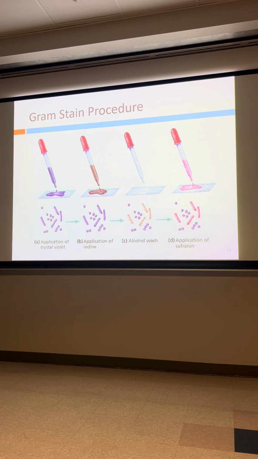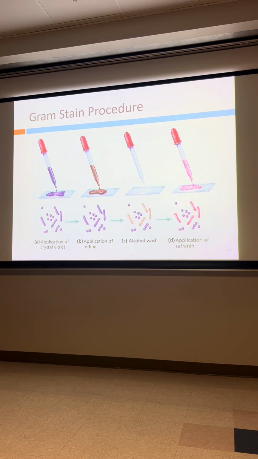So everything's going to be purple. Then you add your iodine. Everything's still going to be purple, right? So then you add your alcohol. Okay, so that's the point I wanted to get back to. When you add your alcohol, this is your differential step. This is when you, in theory, can tell the difference between your gram positives and gram negatives.